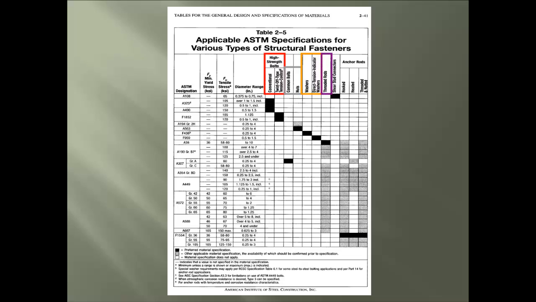Fourth are threaded rods. Fifth are shear stud connectors. And lastly are the anchor rods, which have either a hook, headed, or threads plus nut for an end.